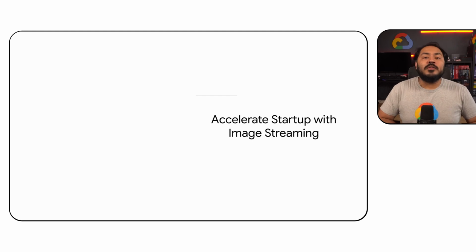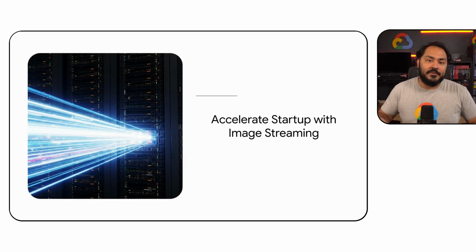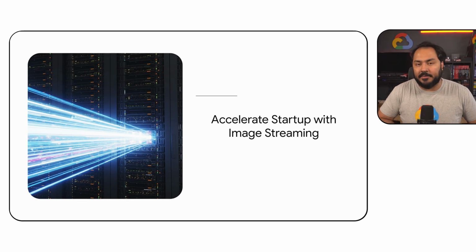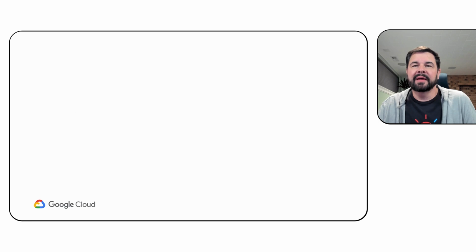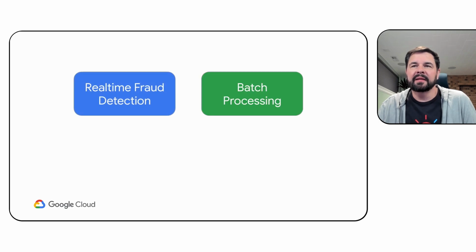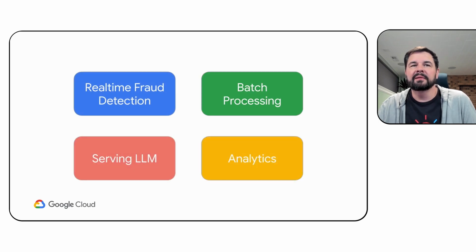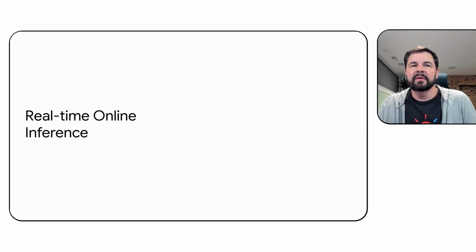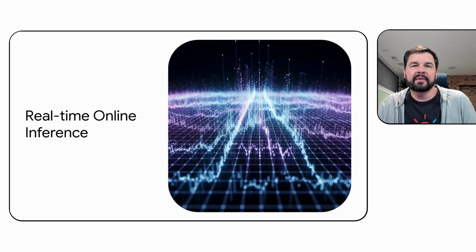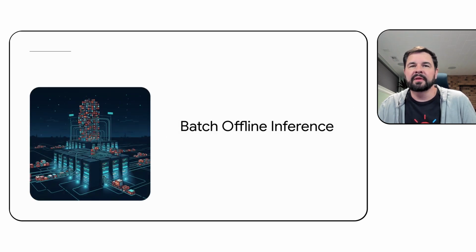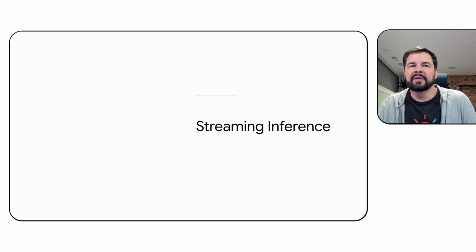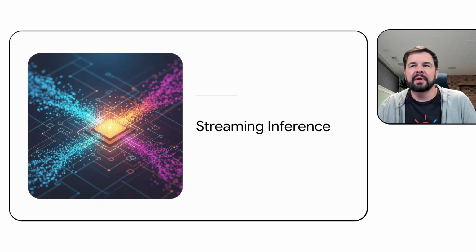And for large models, we leverage image streaming via Google Container File System and Cloud Storage Fuse to dramatically reduce pod startup times. Second, it's built to scale on any inference patterns. Whether you're doing real-time fraud detection, batch processing analytics, or serving a massive frontier model, this architecture is designed to handle it. It provides a framework for real-time online inference, prioritizing low latency responses, batch offline inference, effectively processing large volumes of data, or streaming inference, continuously processing data as it arrives.